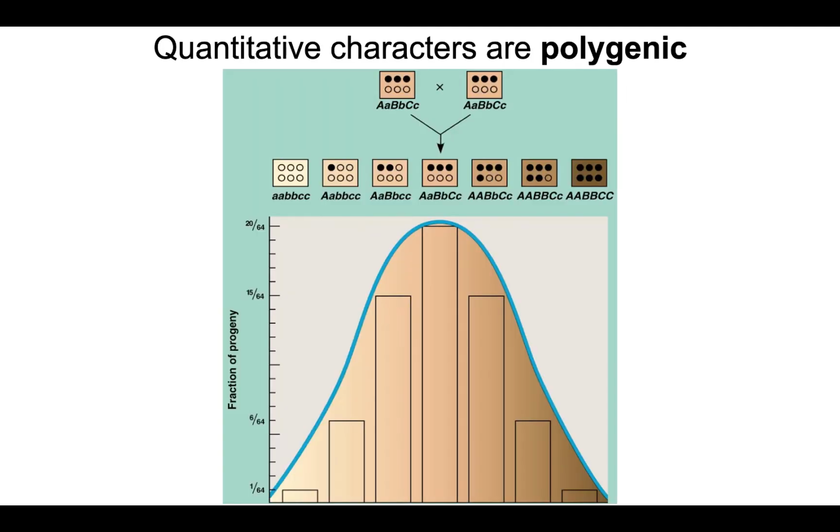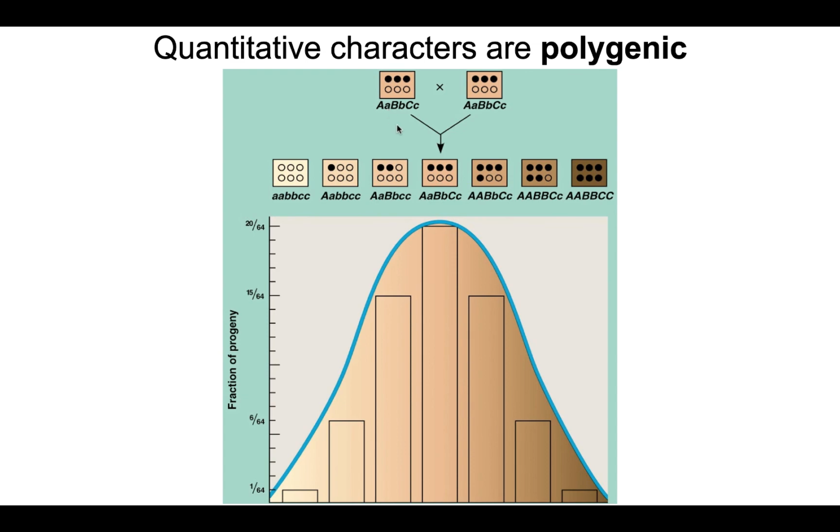one gene. Here would be a simplified way in which skin color might be represented, where we have 3 different genes that control skin color: the A gene, the B gene, and the C gene. The big allele of each one of those gives rise to darker skin color, and the smaller allele gives rise to the lighter skin color.